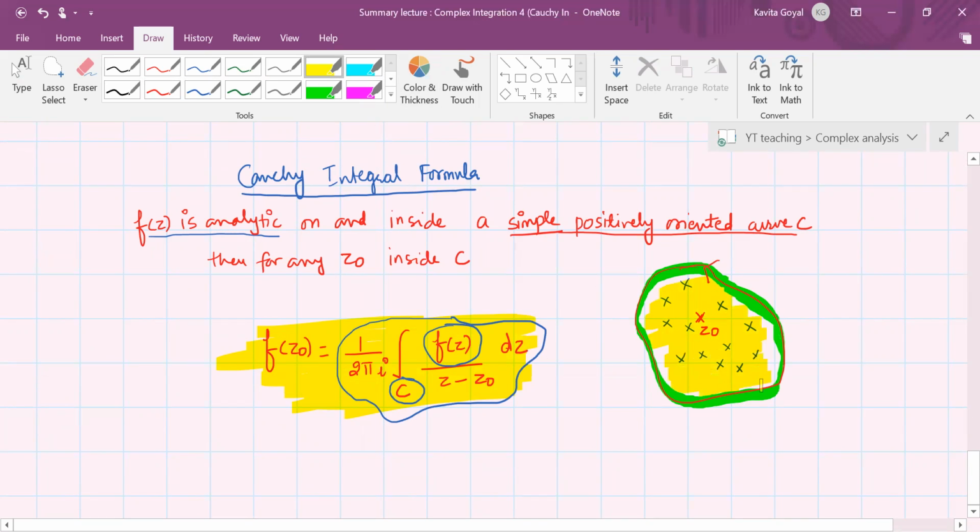You must have never seen such a formula for functions of real variables, right? We don't have such a formula for functions of real variables. Minal, is that okay? Yes, ma'am. Do you get it? It means that by defining the function only at the boundary, you have defined the function everywhere inside the region automatically, provided the function is analytic. So this is quite useful.